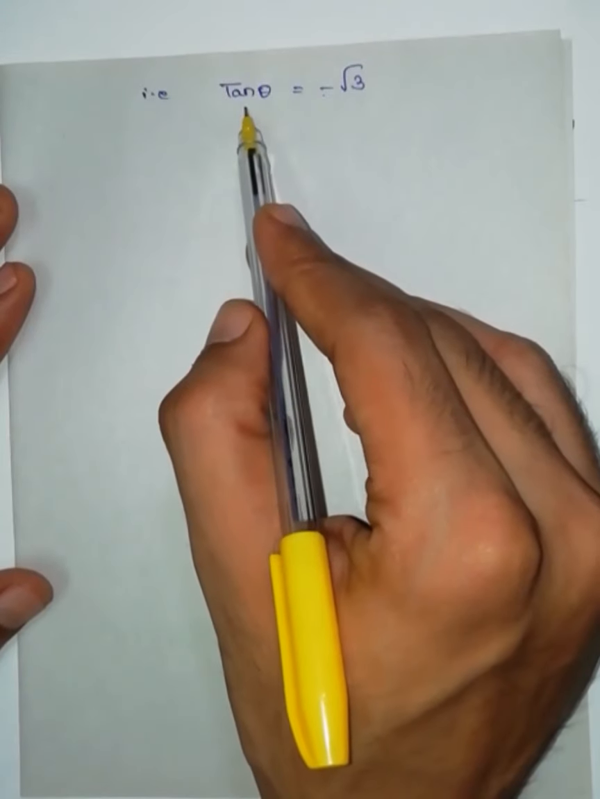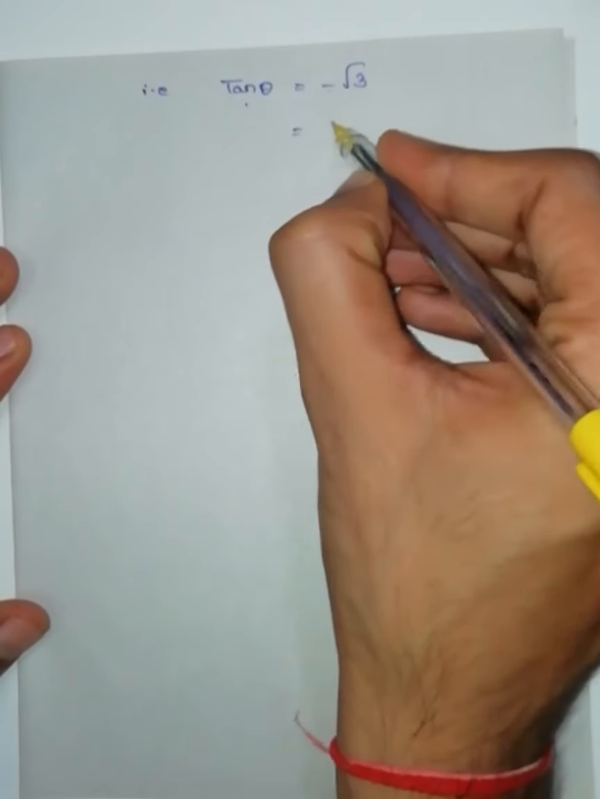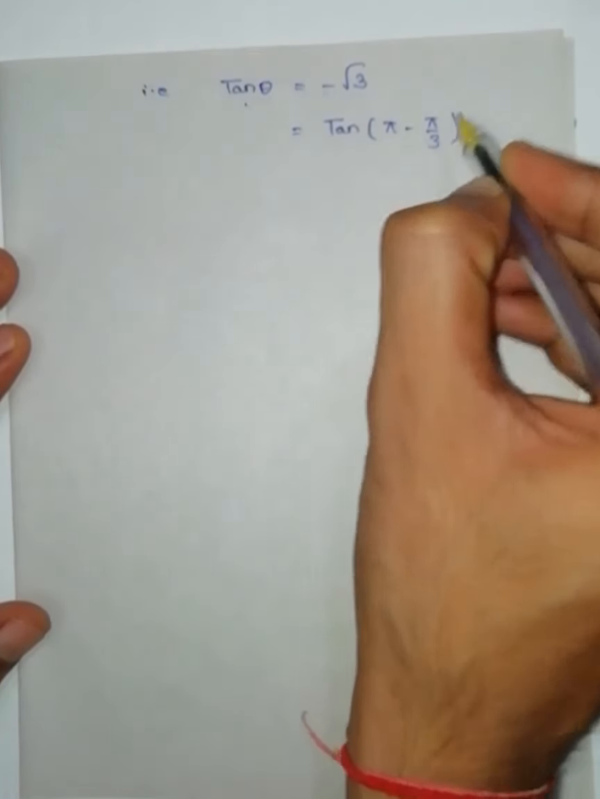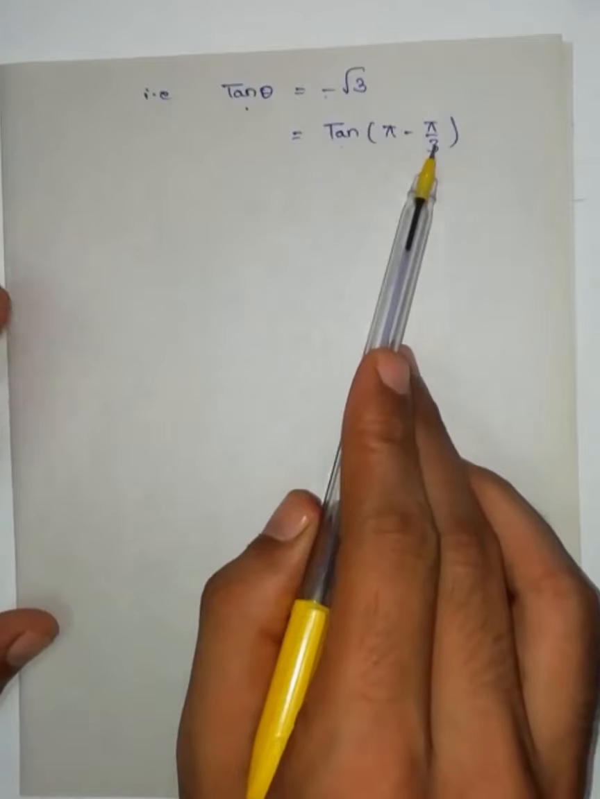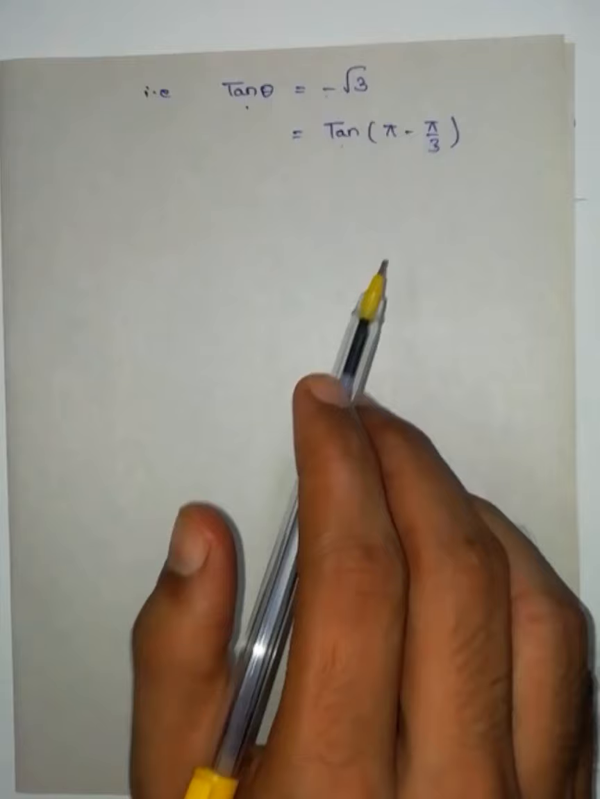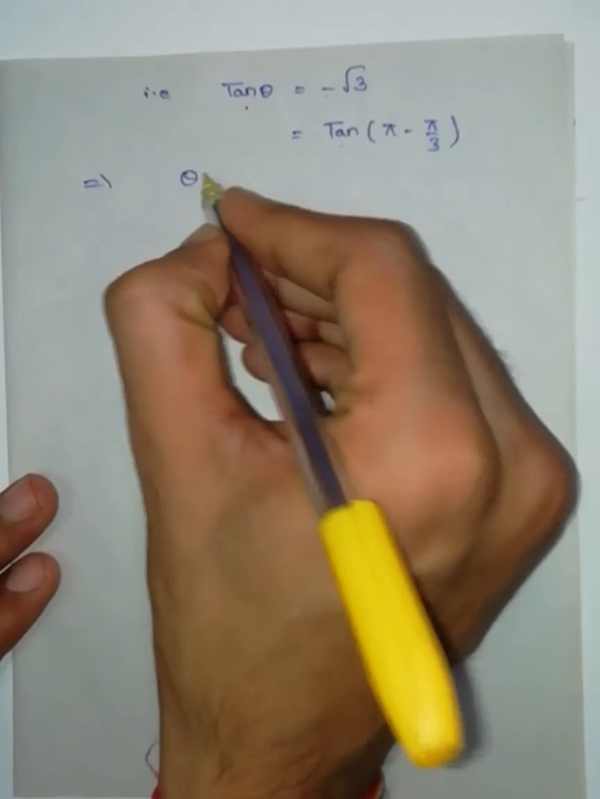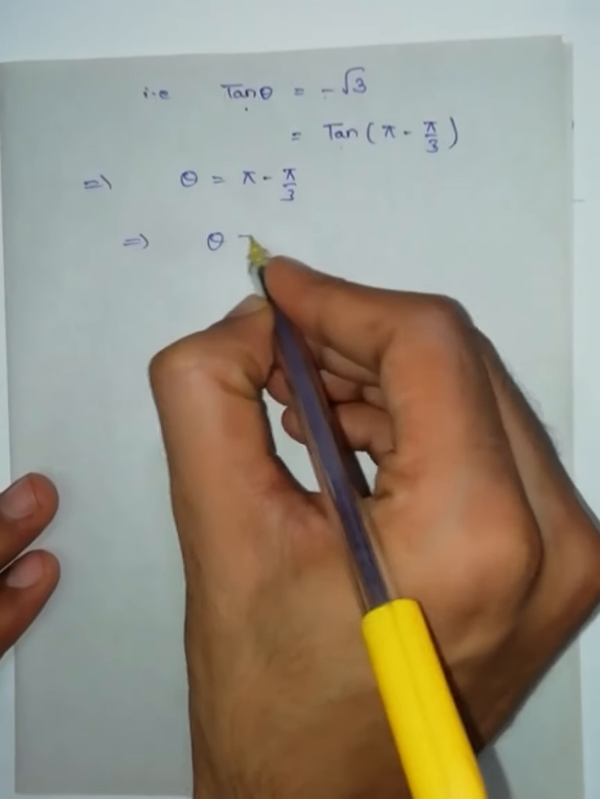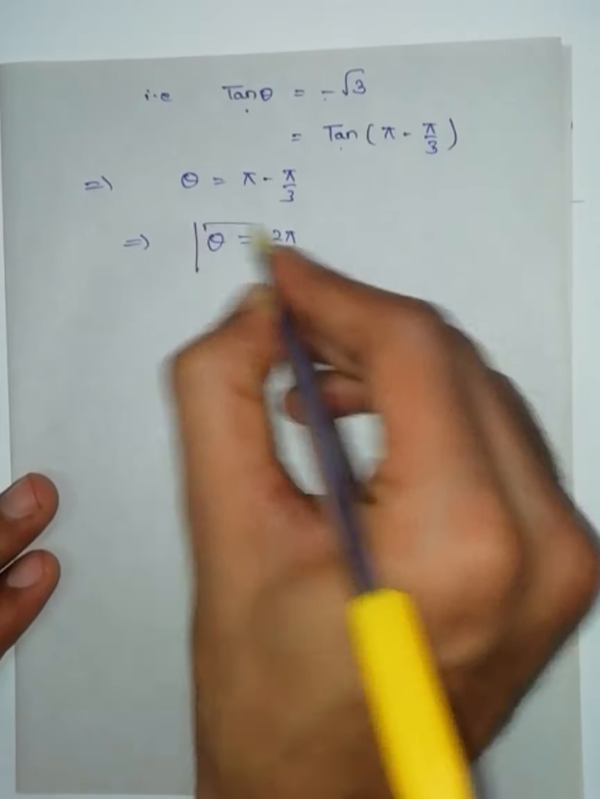Now tan is negative. When will we get tan negative? It will be in the second quadrant. So this one can be written as tan of pi minus pi by 3. Tan of pi minus, in the second quadrant, will be negative, and tan pi by 3 value is root 3. So this implies theta is equal to pi minus pi by 3. Therefore theta is equal to 2 pi by 3 is the answer.